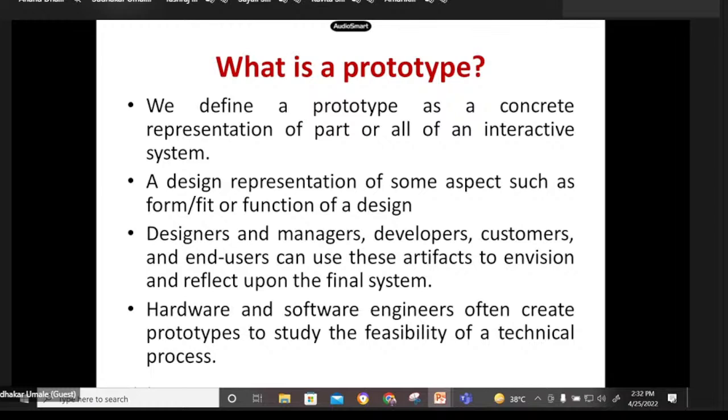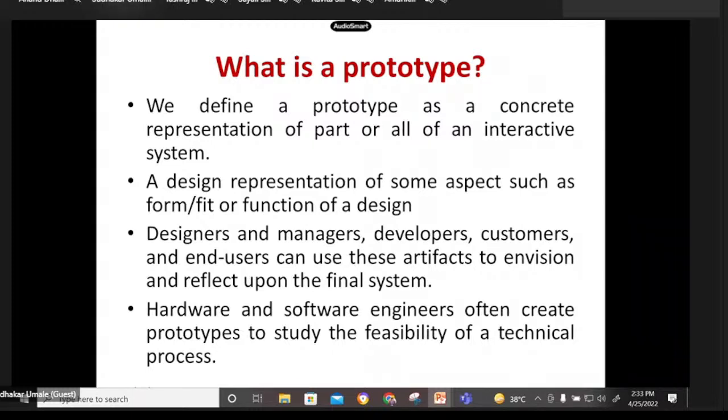We define prototype as a concrete representation of part or all of an interactive system, a design representation of some aspects such as form, look, and fit. So we have a very important idea that is called market fit. It is a very lengthy topic. In that market fit, we require actual design, actual prototype, actual testing.